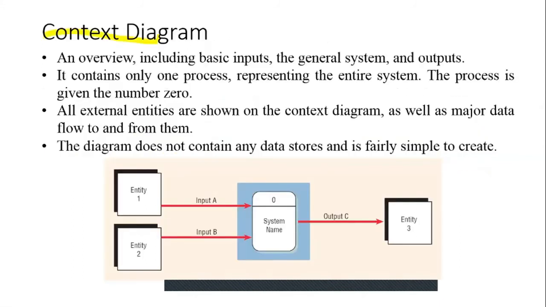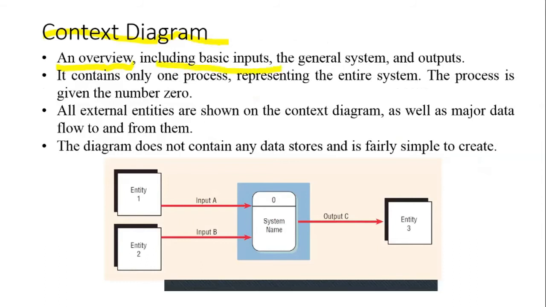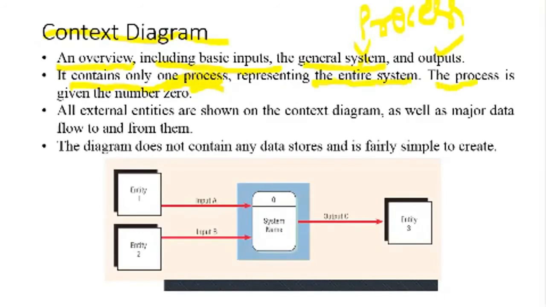So the context diagram gives an overview of the system in which some work is being done, and it includes basic inputs, the general system or general process, and outputs. The context diagram contains only one process, and this one process represents the entire system of the context diagram. The one process of the context diagram is given the number 0.